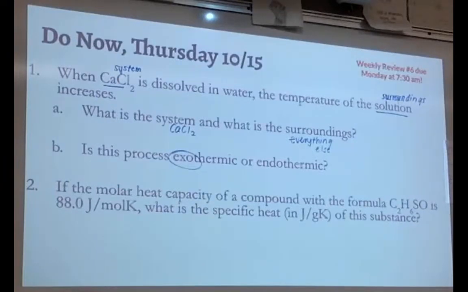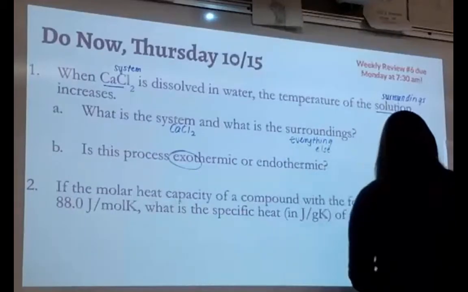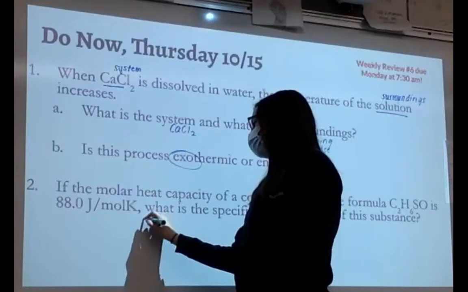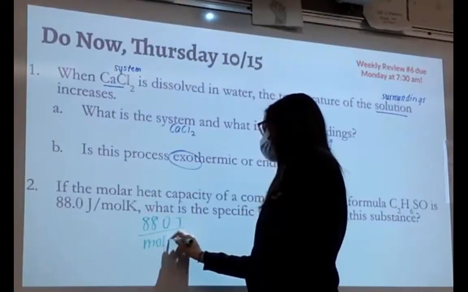And then number two, this is kind of going off of a question that we looked at yesterday in one of the examples. If the molar heat capacity of a compound with the formula C2H6SO is 88 joules per mole Kelvin, what is the specific heat in joules per gram Kelvin? So notice the only difference is moles to grams. So I'm going to write out my molar heat capacity: 88.0 joules per mole times Kelvin.